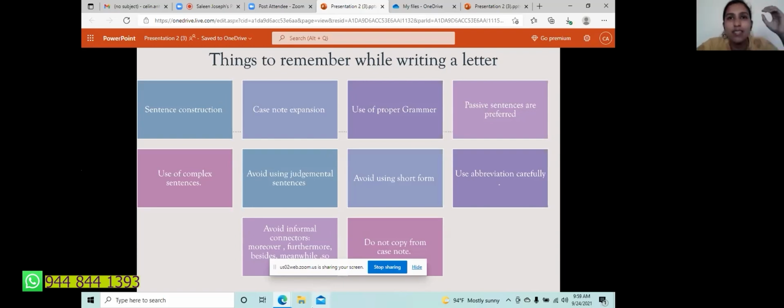In certain situations, we have to copy from the case note because we don't get the synonym and all. In that case, sometimes we will write it, but try to avoid it. In case we are writing one letter from that case note, it won't matter, I hope so. So you can use it like that.